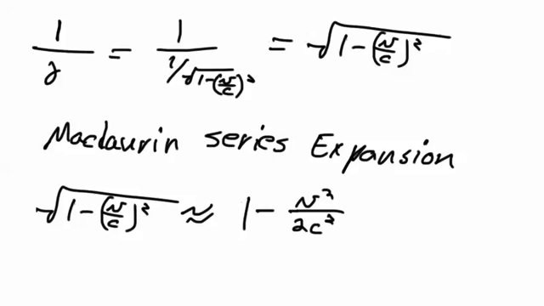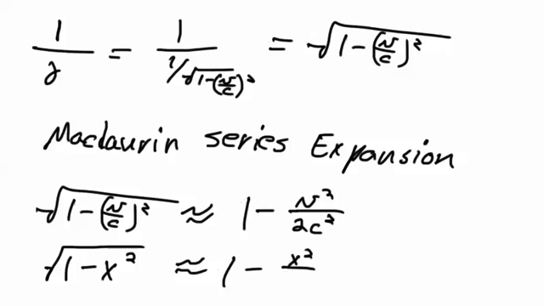But instead of showing you the Maclaurin series expansion right now, which I've done in another video, I am going to show you that the square root of 1 minus x squared is approximately equal to 1 minus x squared over 2 for small x. We'll say x much less than 1. It doesn't have to be that much less than 1, you'll see.